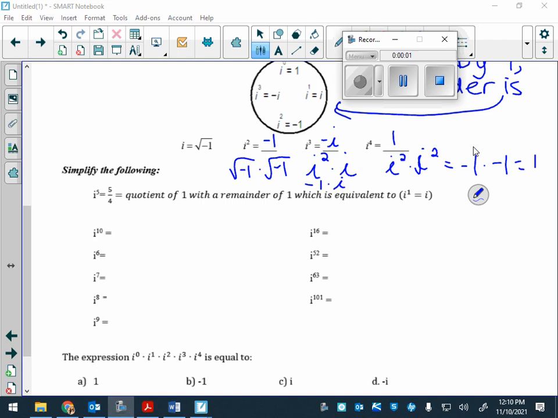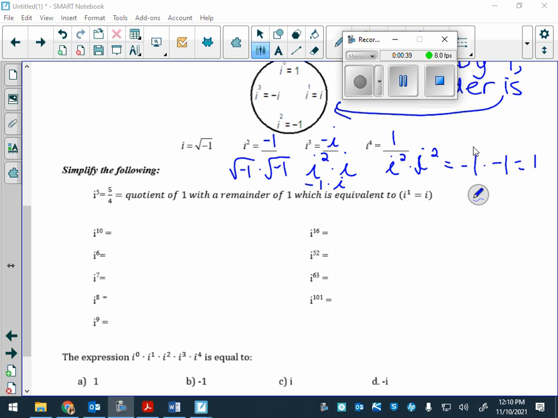With this circle, okay? The circle are the 4 that you need to know in terms of your remainder. So if there's nothing left over, you would have 0 remainder, 1, 2, or 3, and these are the corresponding values. So anytime I say, here's an example, if you have i to the 5th, 5 divided by 4, 4 goes into 5 once, so therefore there's 1 left over. So i to the 5th is the same or equivalent to i to the 1st, which is i.